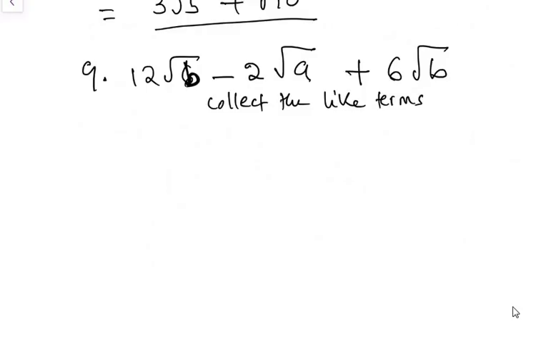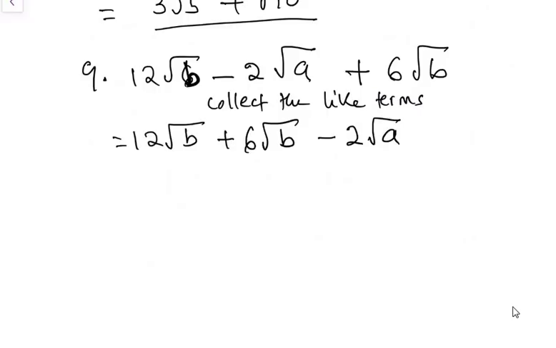So we're going to have 12 root b plus 6 root b minus 2 root a. And looking at it, we have 12 and 6. They are both positive numbers. So this will be 12 plus 6. It will become 18 root b minus 2 root a.